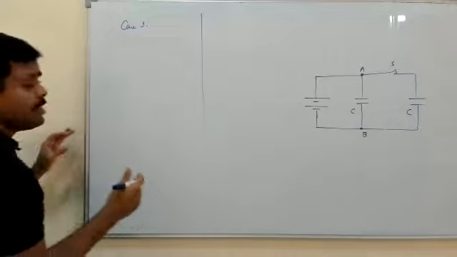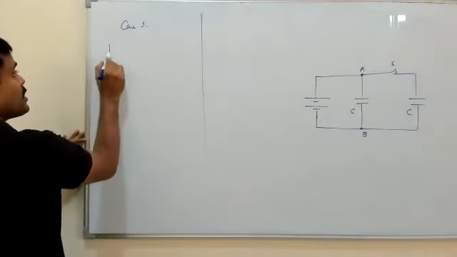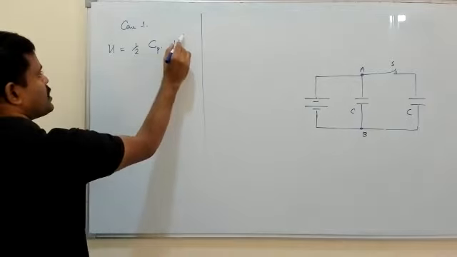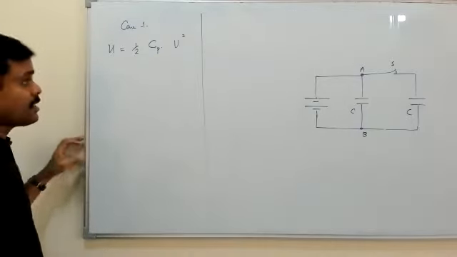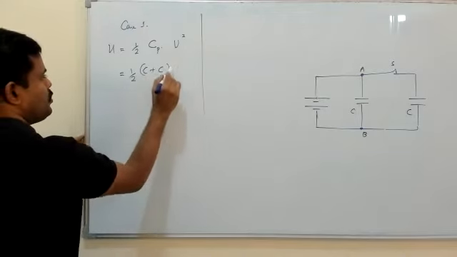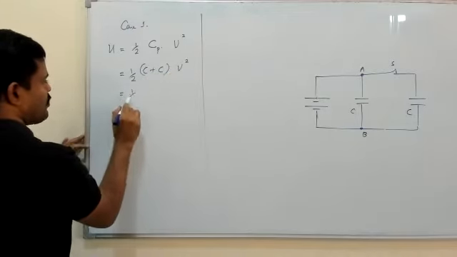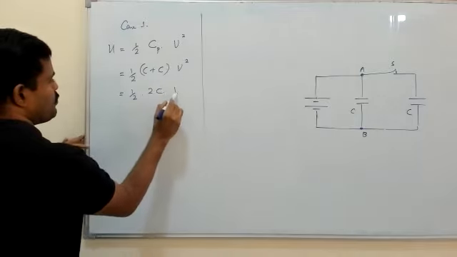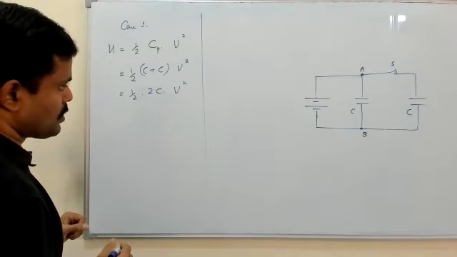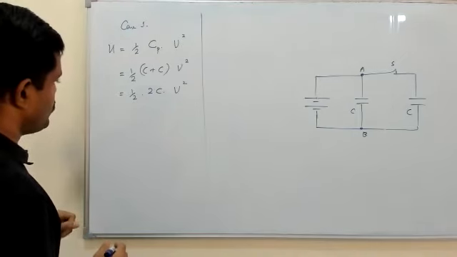So I can find the energy. What is the equation for energy? Energy stored can be written as half into Cp into V square. That is equal to half into C plus C into V square. That is half into 2C into V square. Right.